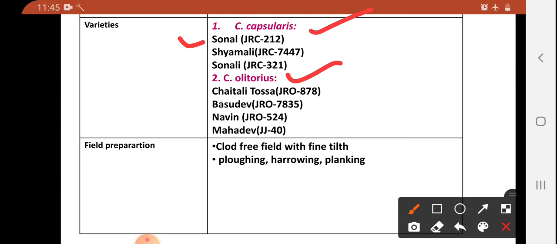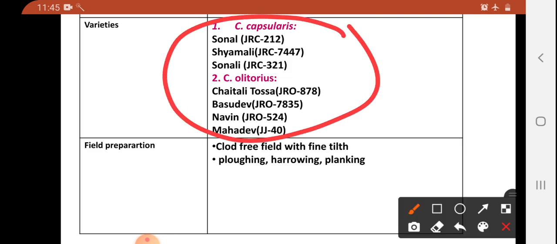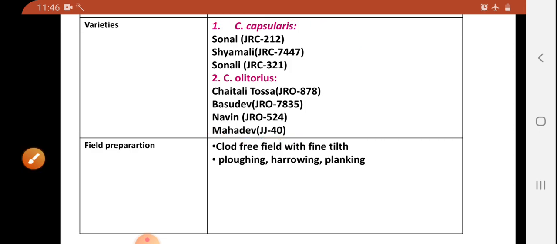In that, first is Chaitali Tosa, JRO 878. Here O stands for olitorius. Basudev, JRO 7835. Naveen, JRO 524. And Mahadev, JRO 632. So these are various varieties of this jute crop according to the cultivated species. You have to remember all these varieties for objective type questions, in the practical session and for theory also. Let's move to the next part, that is field preparation.